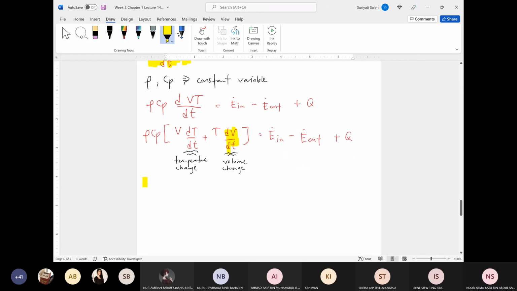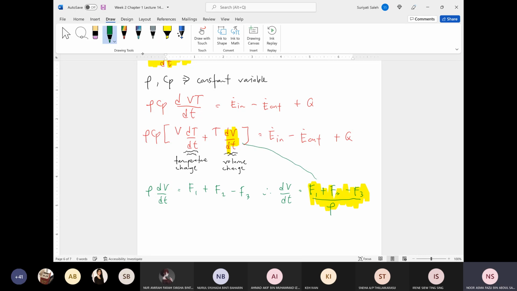From mass balance, rho dV/dt equals F1 plus F2 minus F3. So we can further rearrange it: dV/dt equals F1 plus F2 minus F3, divided by density. So you have a similar term which you can substitute inside the equation.